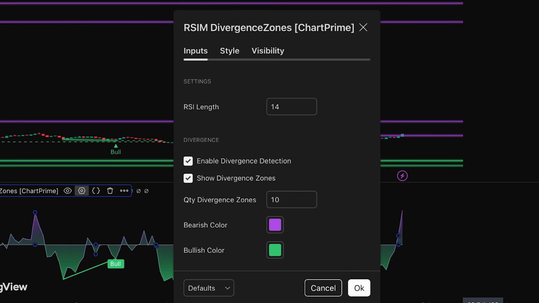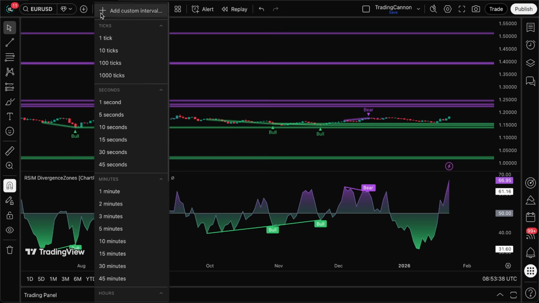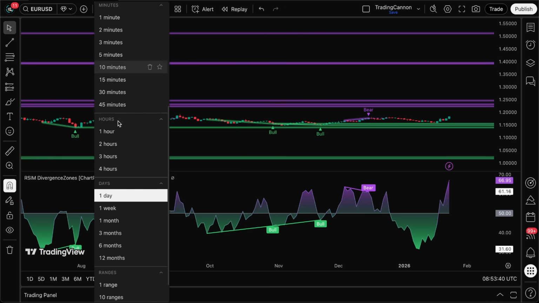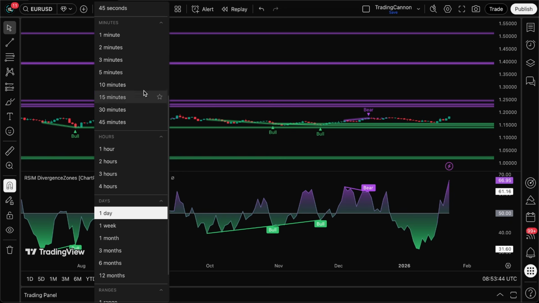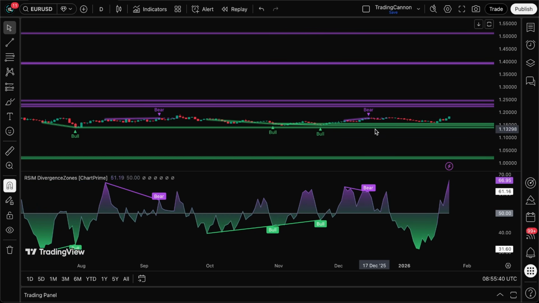You can customize colors, maybe green for bullish zones and purple for bearish to make them pop. For time frames, this shines on higher ones like 1 hour, 4 hour, or daily charts for swing trading. Avoid super short scalping frames like 1 minute, as divergences need space to form reliably. Hit OK, and you're set.